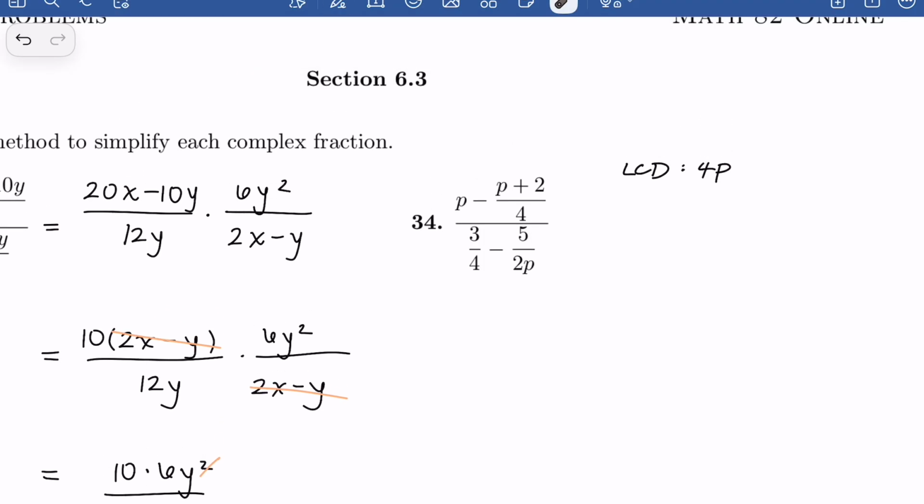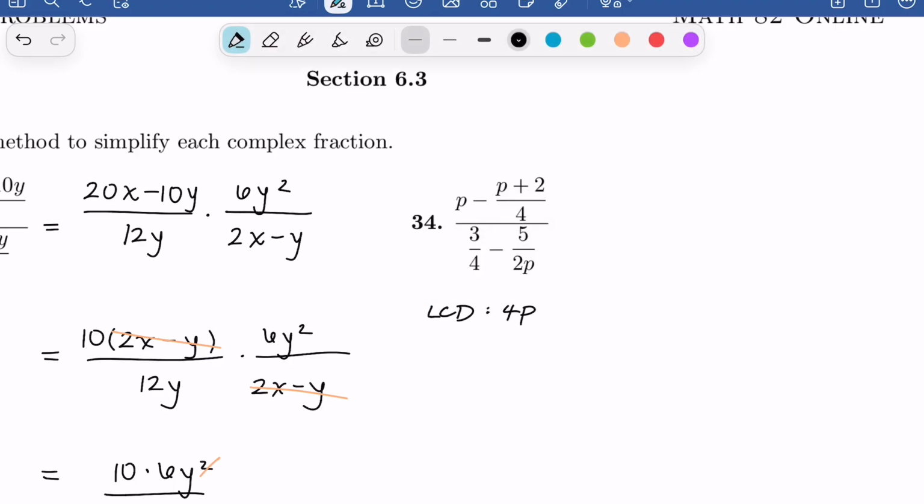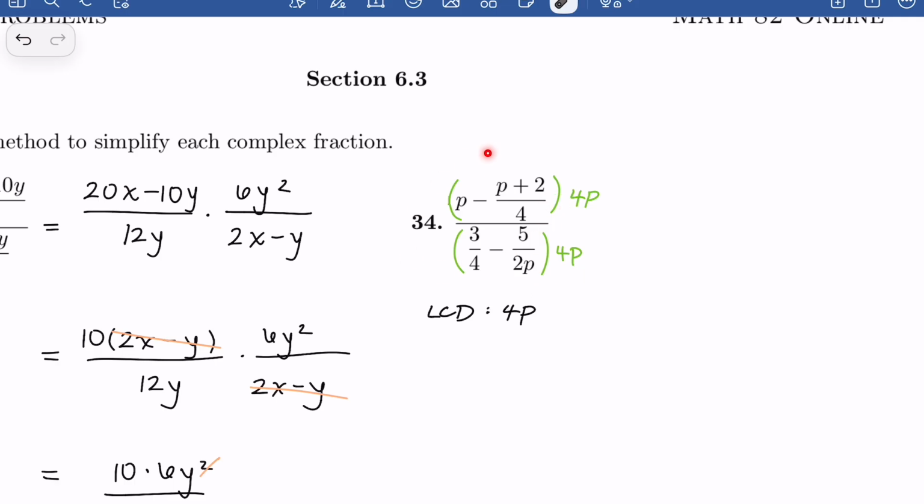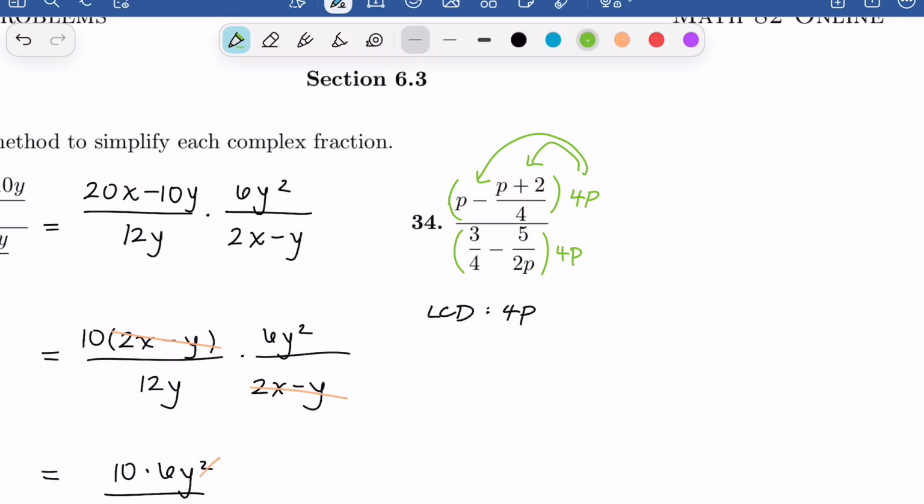So what we need to do then is multiply the numerator and the denominator of this complex fraction by our LCD. And let me actually move this so we have some space to do that. So I'm going to multiply the numerator and the denominator by 4p. If we don't multiply both of these, we're going to actually change this expression. But if we do whatever we do to the top, we also do to the bottom, we're not actually changing this expression. We're just changing how it looks. Okay, so now this 4p is going to multiply this and this. So go ahead and write that out. And on the bottom, this 4p is going to multiply this one and this one as well.